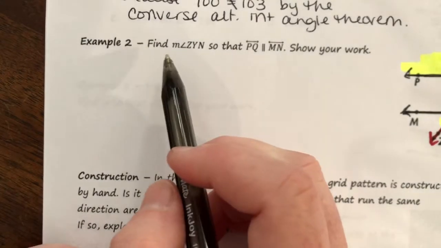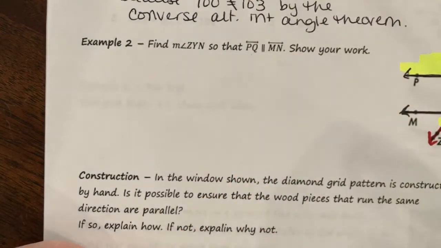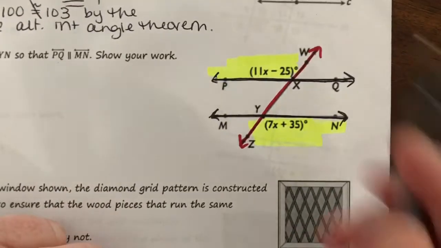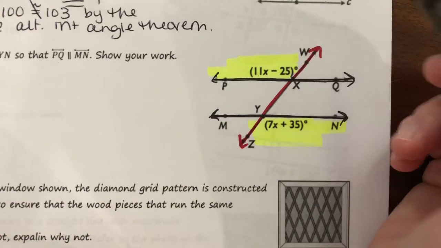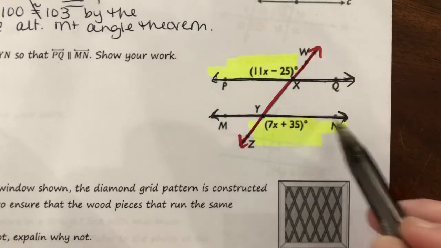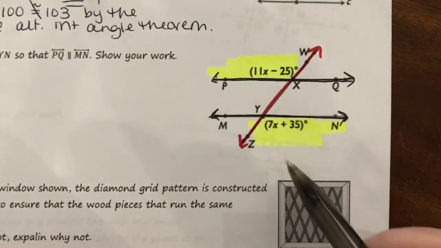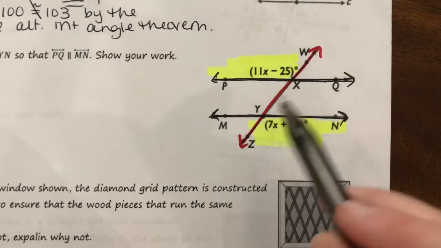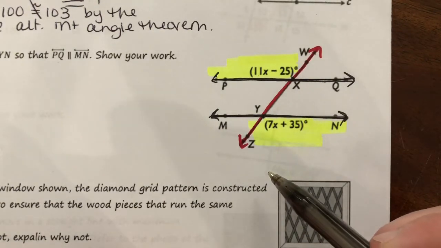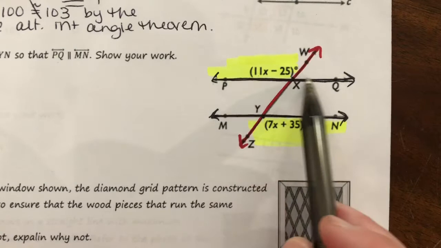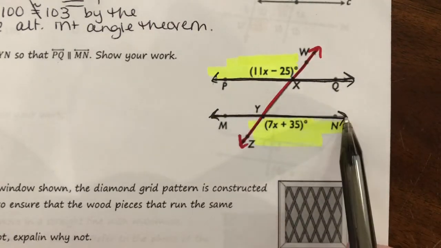Find the measure of angle ZYN so that PQ and MN are parallel, and show your work. I already drew on this a little bit. I have to find the measure of angle ZYN, this angle down here. I already know it's 7x plus 35, but I have to solve for x and plug it back in to prove that this top line is parallel to this line.